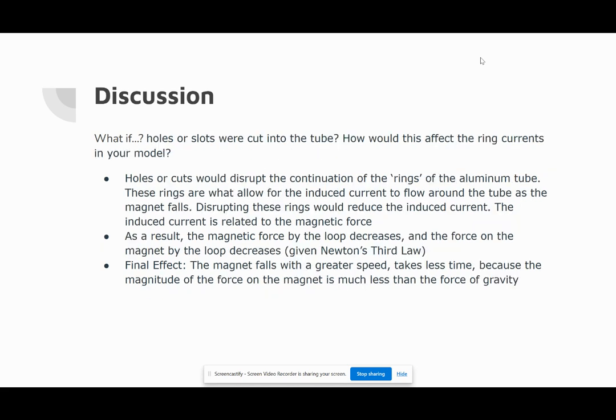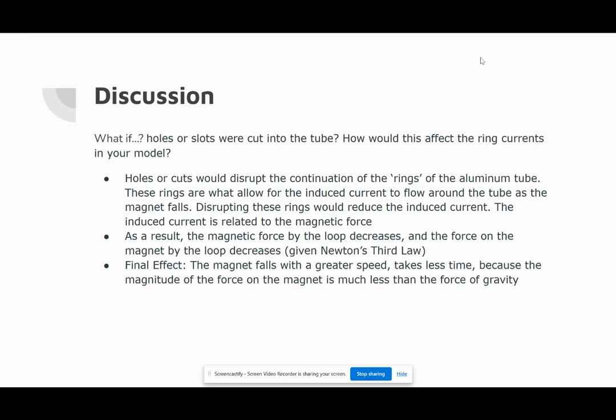And then for our second discussion, if there were holes or slots that were cut into the tube, how would it affect the ring currents in your model? Holes or cuts would disrupt the continuation of the rings of the aluminum tube. These rings are what allow the induced current to flow around the tube as the magnet falls. Disrupting these rings would reduce the induced current.